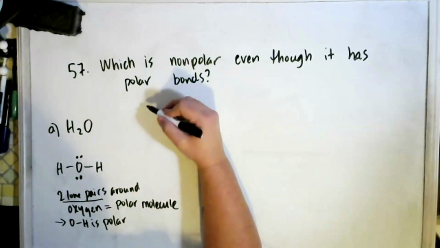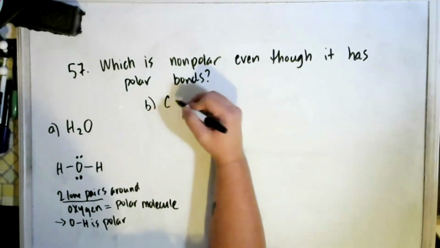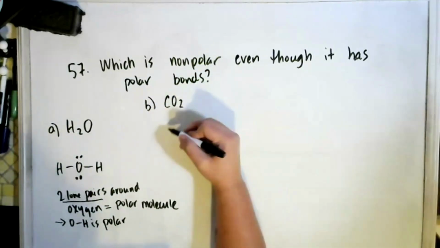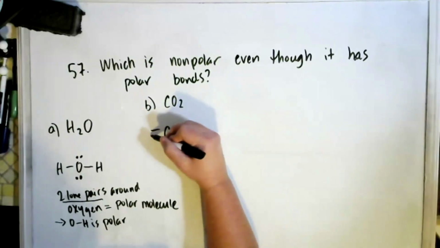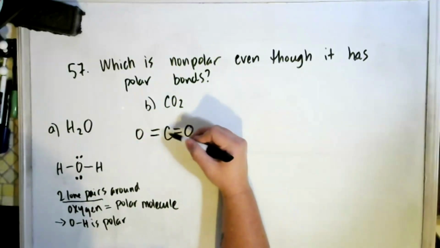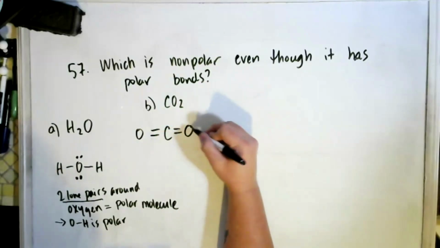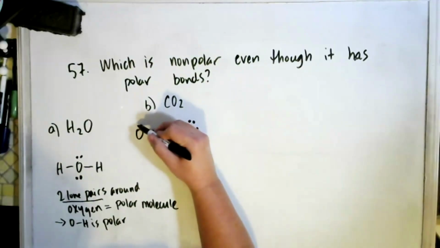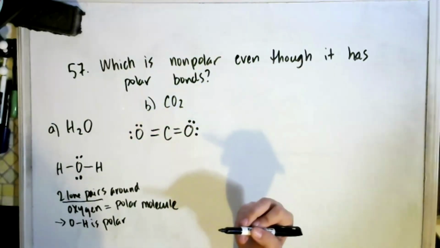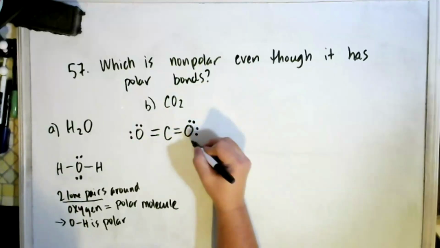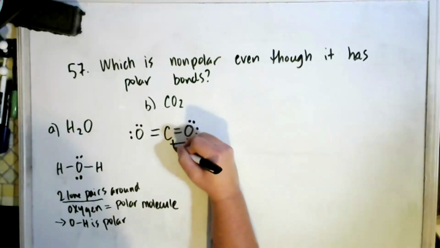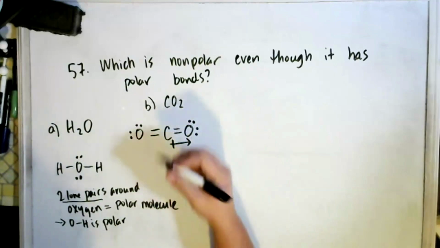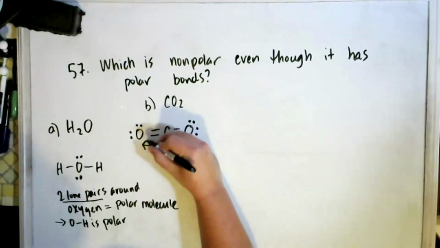For our CO2 molecule, our carbon's going to go in the middle. We drew CO2 a few times today. We know that it's going to be carbon double bonded to each oxygen, and then our oxygens will have two lone pairs each. Now the carbon-oxygen bond is a polar bond. The oxygen's electronegative and it's pulling the electrons towards itself.